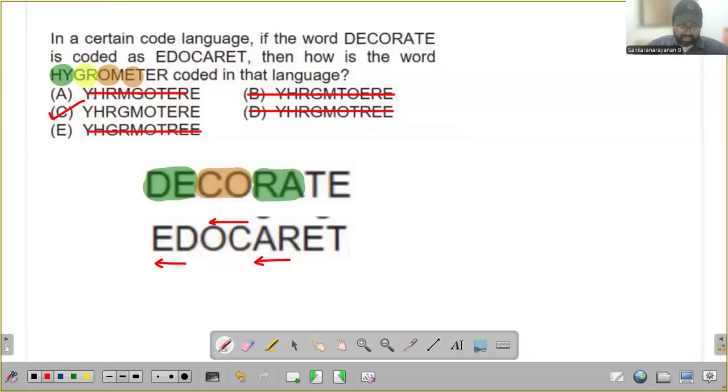So we have considered the sixth question in this lot. These are all based on how, within the positions themselves, the letters are swapped and rearranged. Now let's go to the next question.